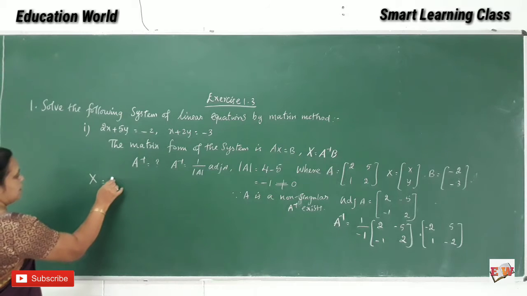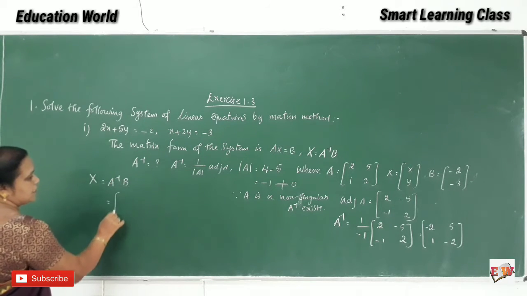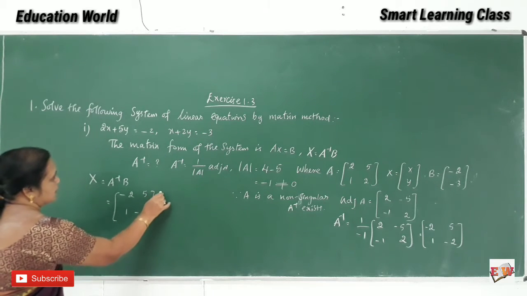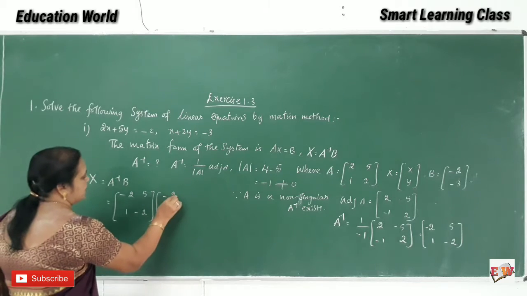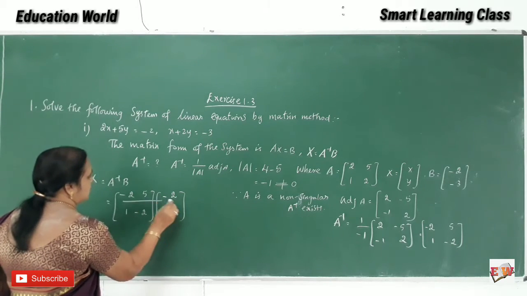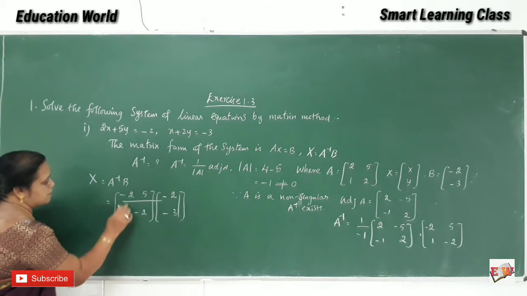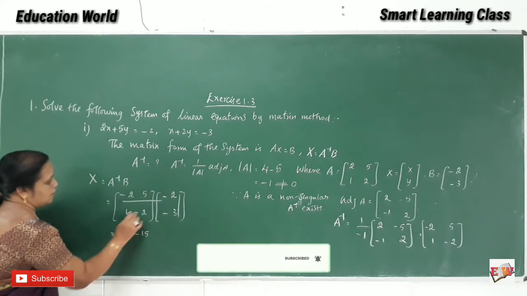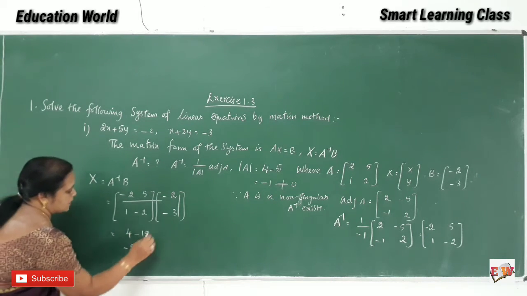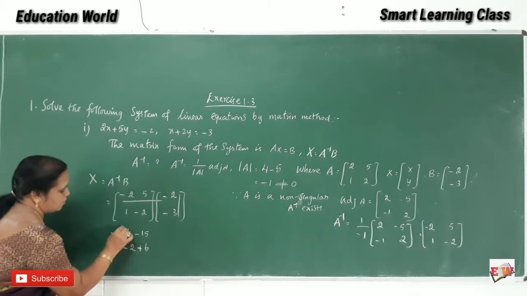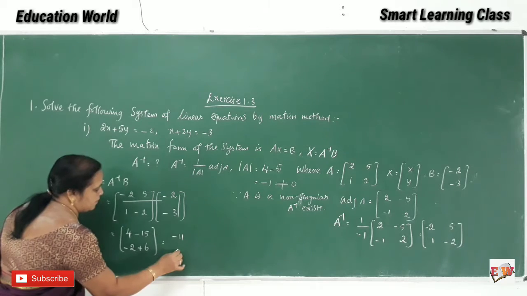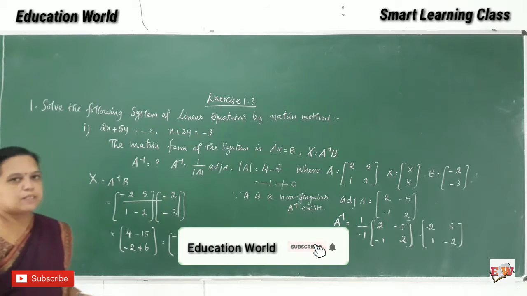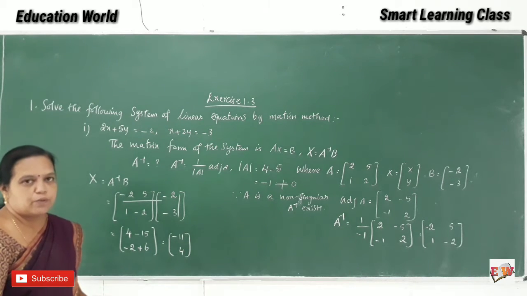X is equal to A inverse B. What is A? Minus 2, 5, 1, minus 2. What is B? Minus 2, minus 3. Here I am going to multiply using usual matrix multiplication: minus 2 into minus 2 plus 4, minus 15; minus 2 plus 6; minus 11, plus 4. We found the solution for X. The x value is minus 11, the y value is 4.